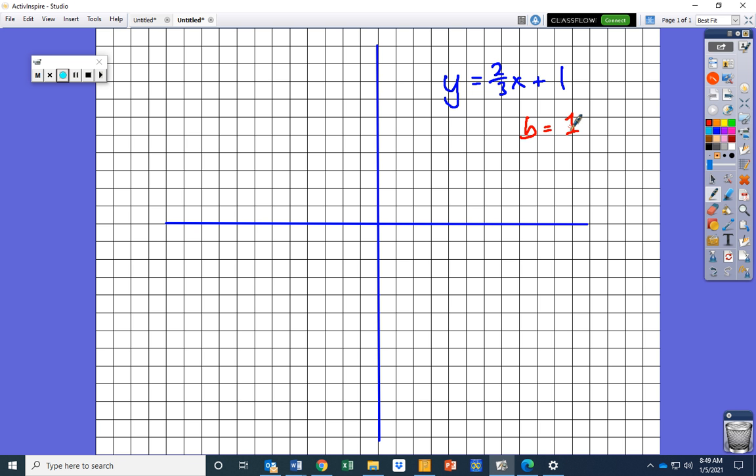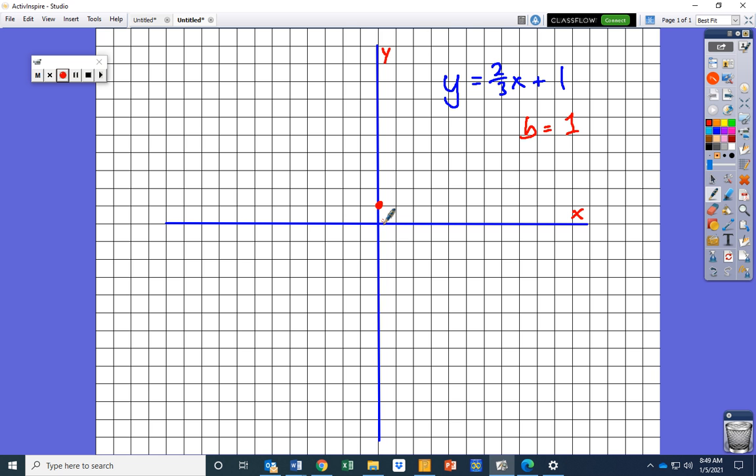Before I even find the slope, can I go ahead and graph this? Remember, this is the y-axis, this is the x-axis. What this is telling me is this line crosses the y-axis at 1. Well, where's 1 on the y-axis? Is it here? That's 1 on the x-axis. Where's 1 on the y-axis? Right here. So we're going to put a point there. Before I go any further, does everybody understand that?